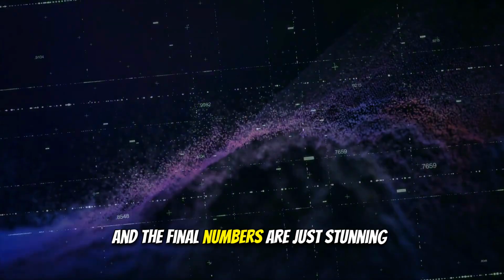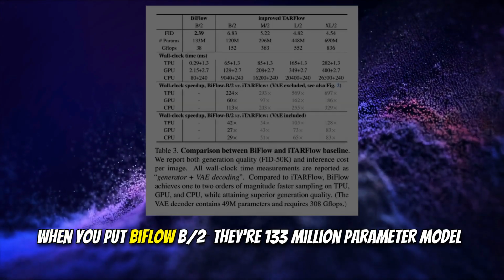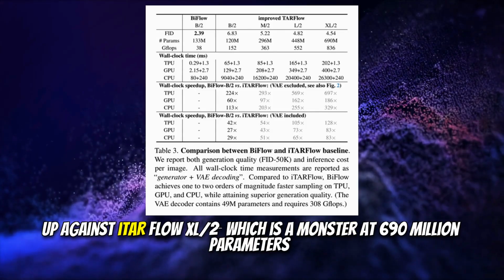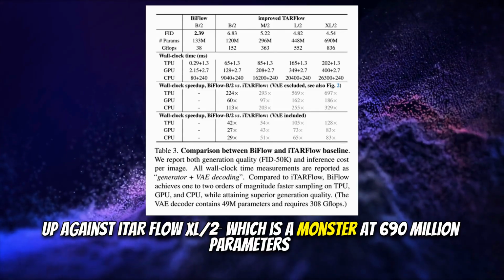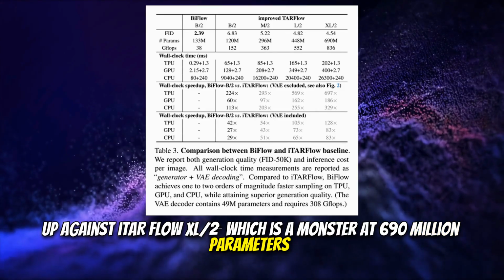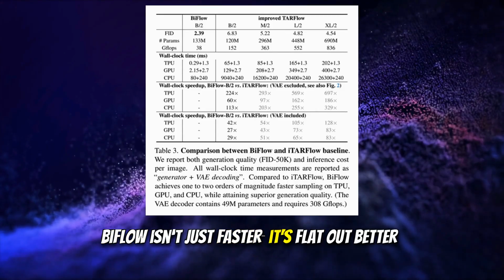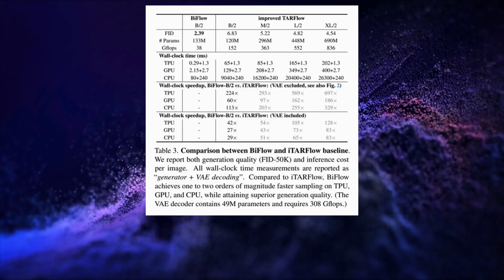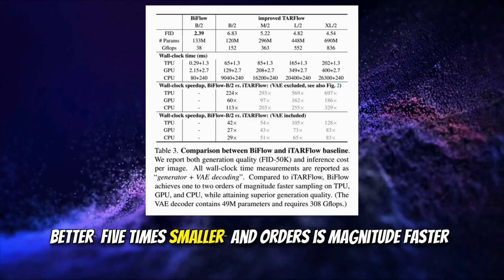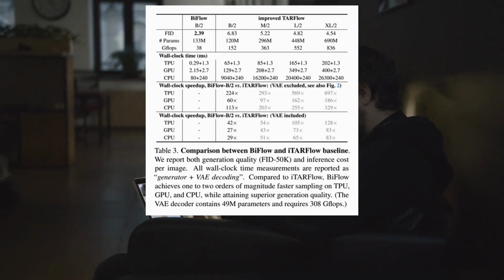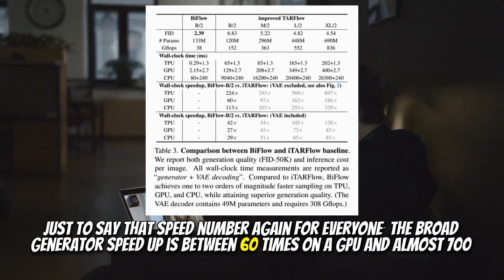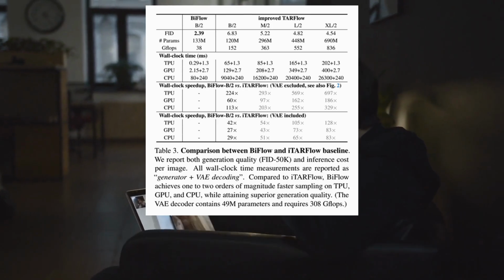And the final numbers are just stunning. When you put BiFlow B2, their 133 million parameter model, up against TARFlow XL2, which is a monster at 690 million parameters, BiFlow isn't just faster, it's flat out better. An FID of 2.39 versus 4.54. Better, 5 times smaller, and orders of magnitude faster. Just to say that speed number again for everyone, the generator speedup is between 60 times on a GPU and almost 700 times on a TPU.